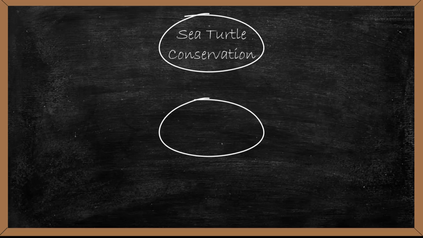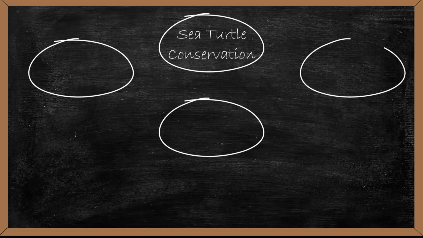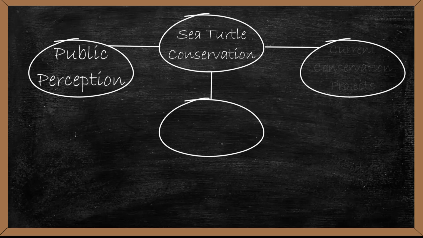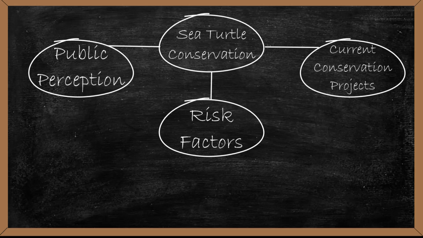Then we will create other bubbles that include topics connected to your main topic, and draw lines to visualize links between the bubbles. If you are stuck, start with bubbles for things you know about this topic, things you don't know about this topic, key terms, and questions you have about the topic. Some ideas related to our topic of sea turtle conservation include public perception, current conservation projects, and risk factors. We'll put each of these related ideas in their own bubble connected to the central topic.